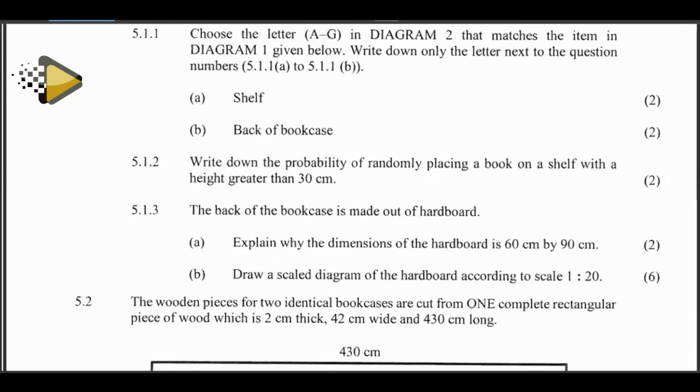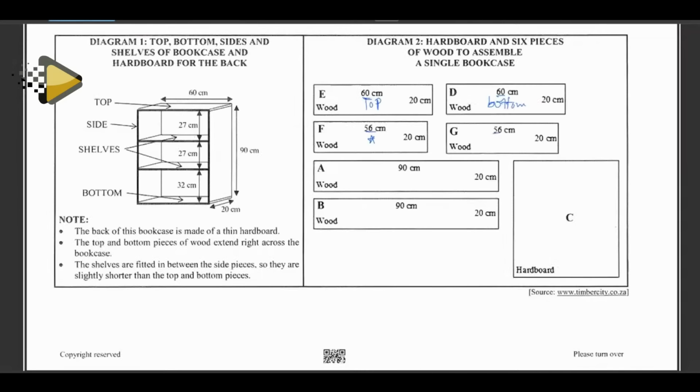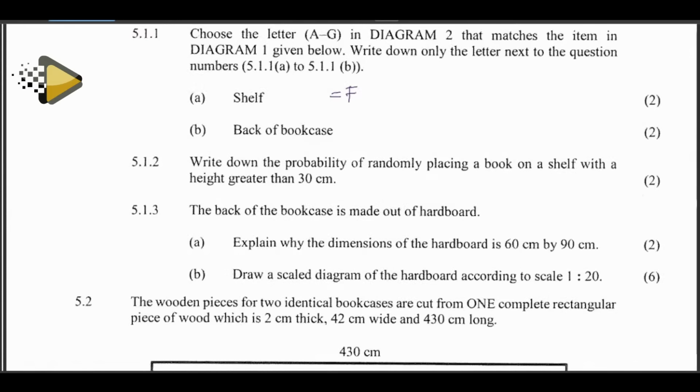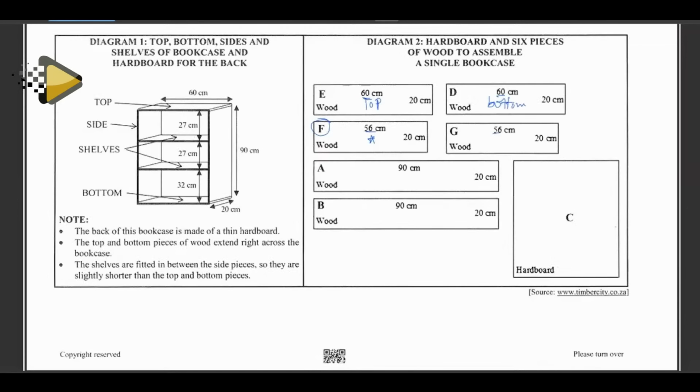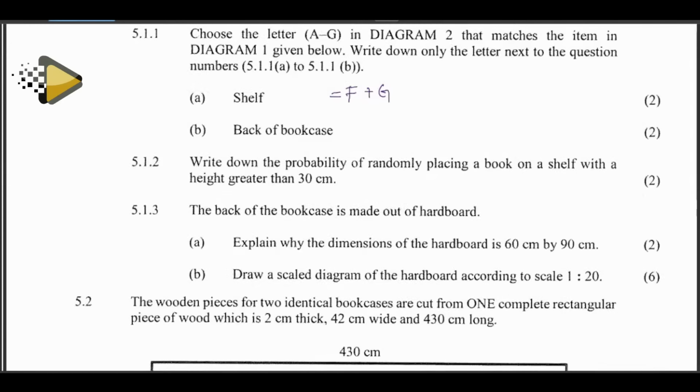Okay, let's go back and you see. So here we shall say the shelves will be F. The wood F is a shelf, right? F and G, pick any. They say letters, F and G. So the back of the bookcase has to be this hard body C. Okay, 5.1.2.